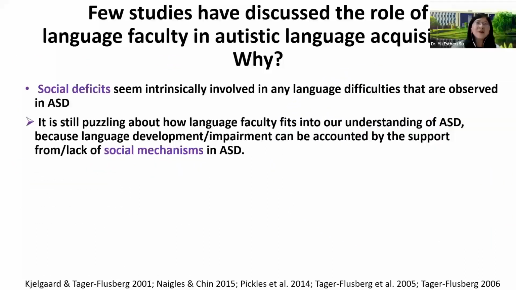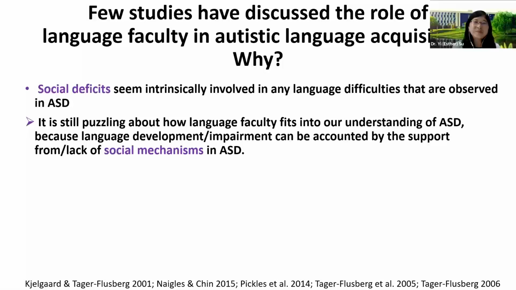So although we have seen the discussion of the role of language faculty in clinical populations like Williams syndrome or developmental language disorder, so far few studies have discussed the role of the language faculty in autistic language acquisition. So why is that? I think the first reason, as you can see from the video, is that social deficit is intrinsically involved in any language difficulties that are observed in ASD.